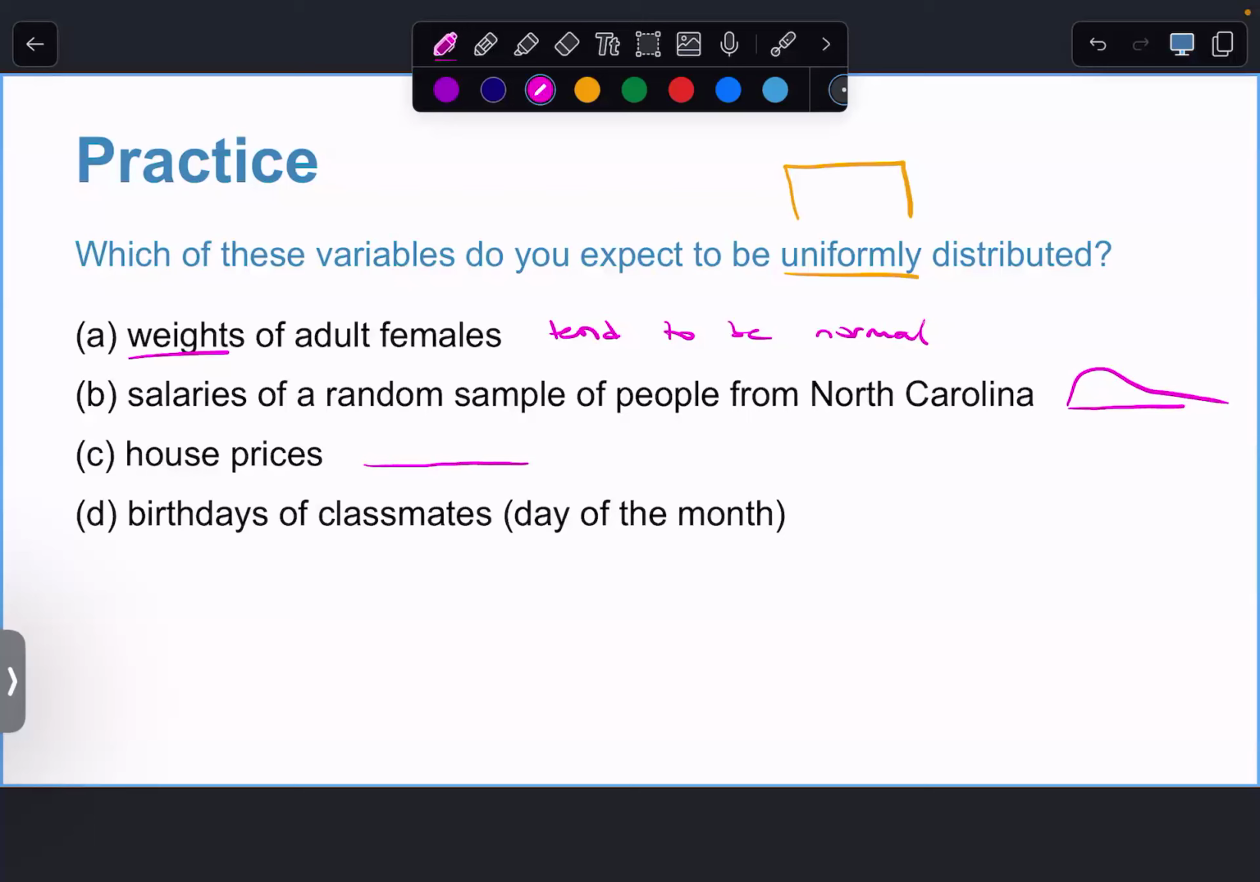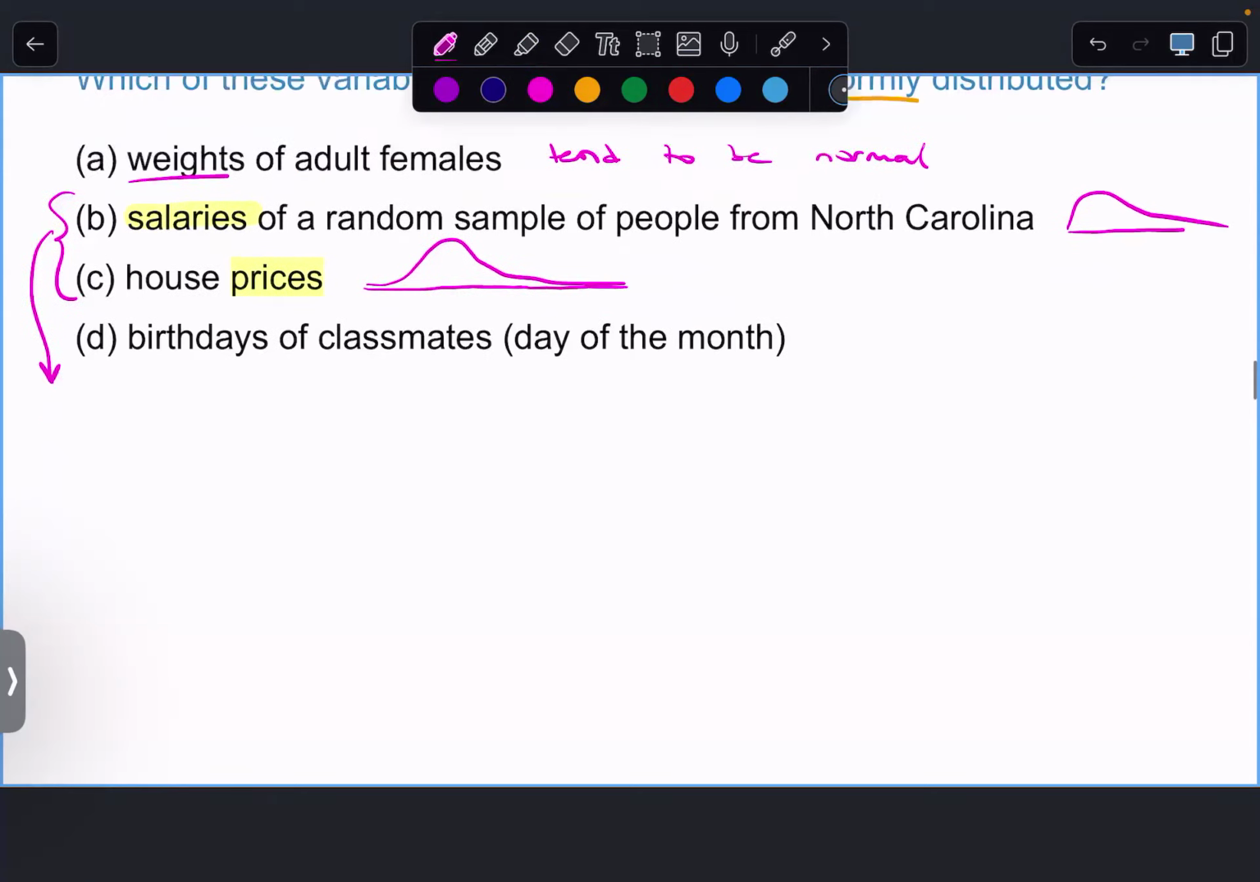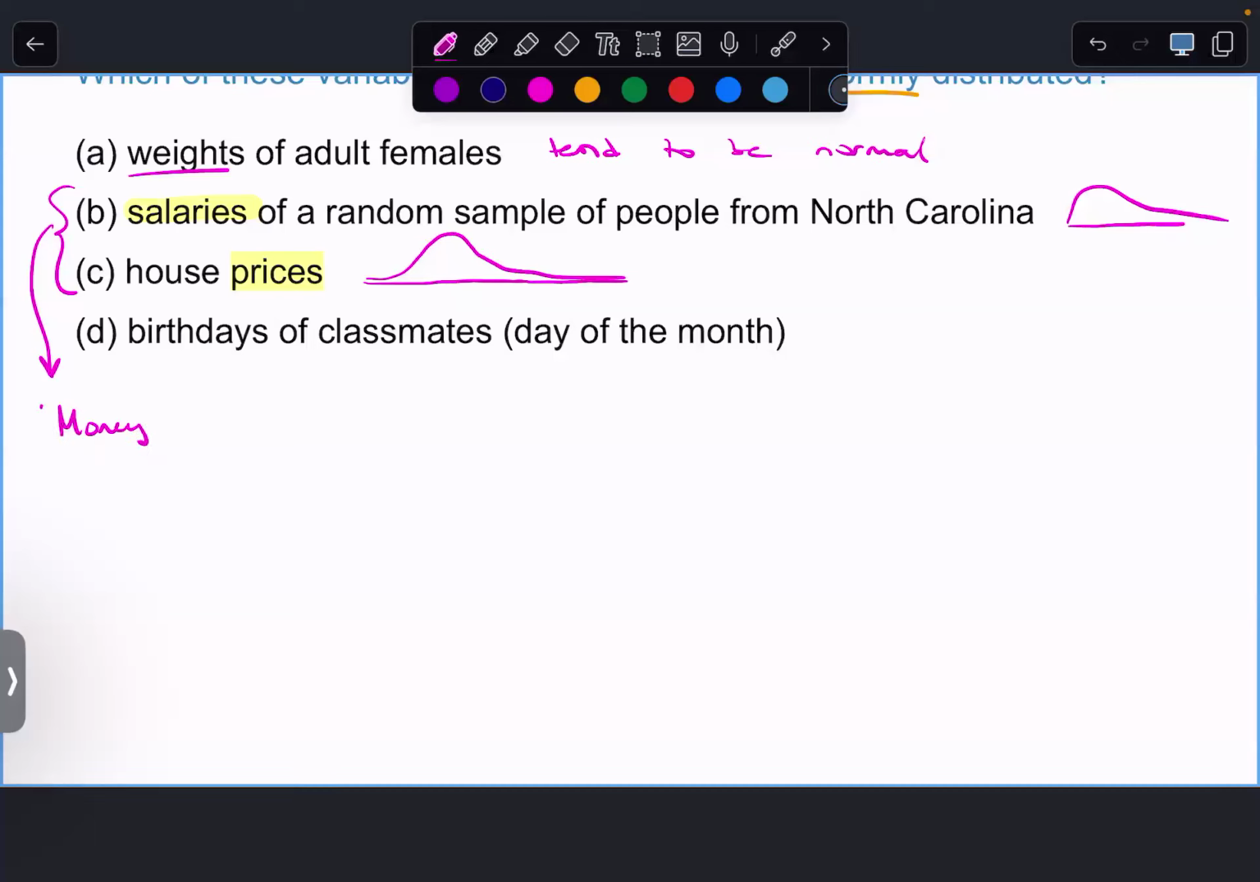Same thing, house prices. There's not very many at 0, but there's a lot kind of in one range, and then there's just a few in the very, very upper range. Okay. And so here, what I want to say is money, generically money, is skewed to the right, just in general, right? There are instances where it's not, but it is often skewed right.